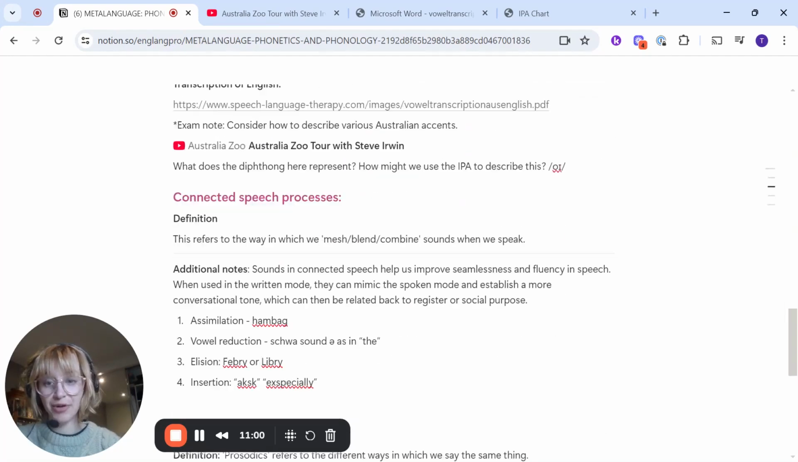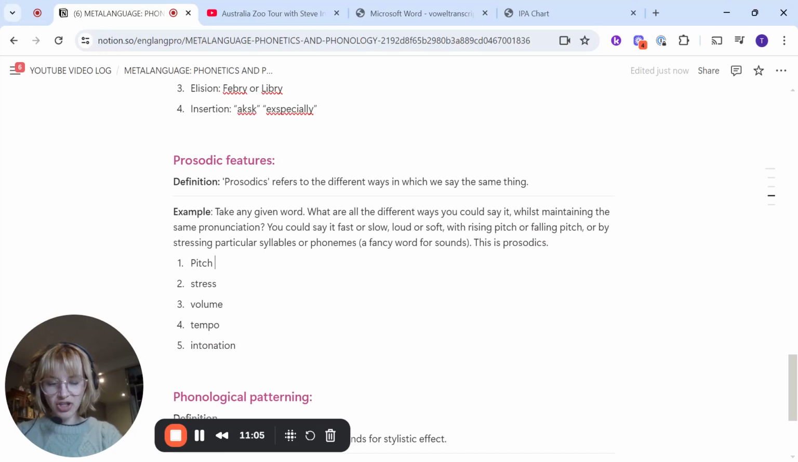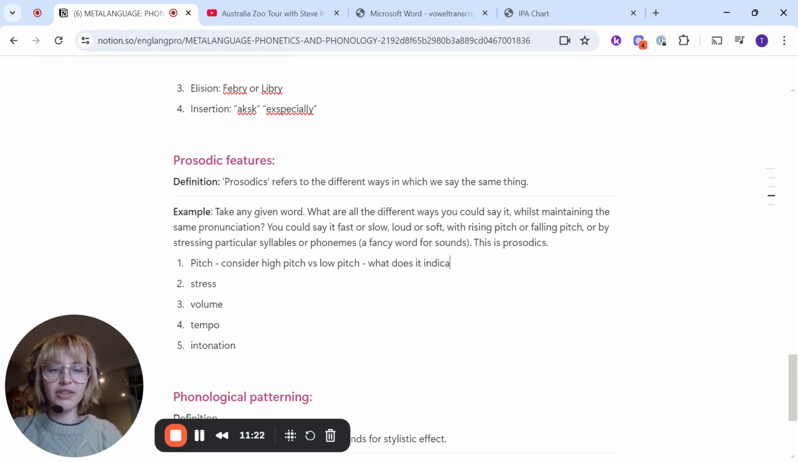Pitch, stress, volume, tempo, intonation. So pitch is basically how high or low in sound wave frequencies. You don't need to know the physics of it, but consider high pitch versus low pitch. What does it indicate? So, for instance, really high pitch talking really fast often is associated with excitement. Maybe very low pitch is someone's a bit down, depressed, that's bad news, something like that.